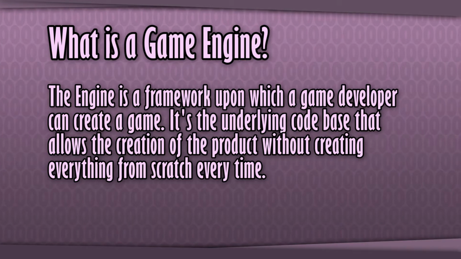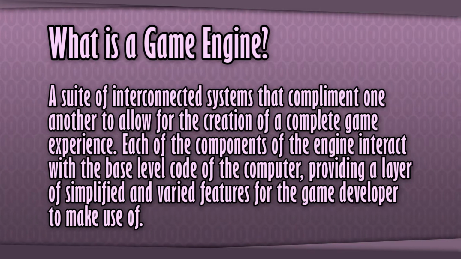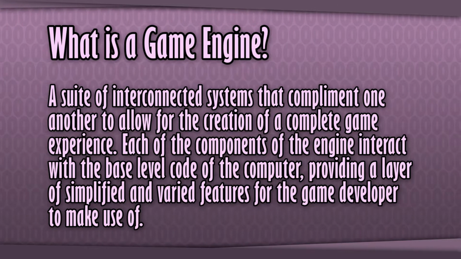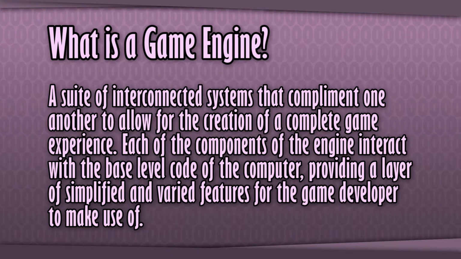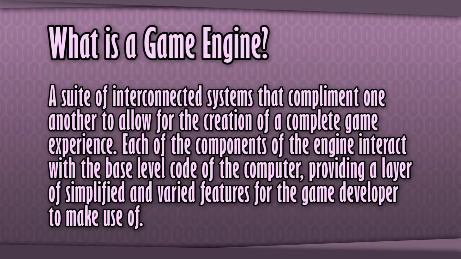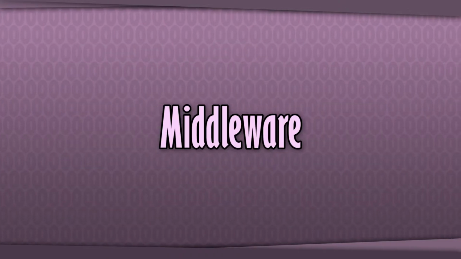Generally speaking, when we talk about a game engine, we're talking about a suite of interconnected systems that complement one another to allow for the creation of a complete game experience. Each of the components of the game engine interact with the base level code of the computer, providing a layer of simplified and varied features for the game developer to make use of. Simplified in that it provides a unified way of defining features that is simpler than coding it from scratch oneself. An engine is by no means a simple piece of software. Collectively, this sort of program that bridges the gap between low-level code and the scripter is referred to as middleware, as it lives between the two.